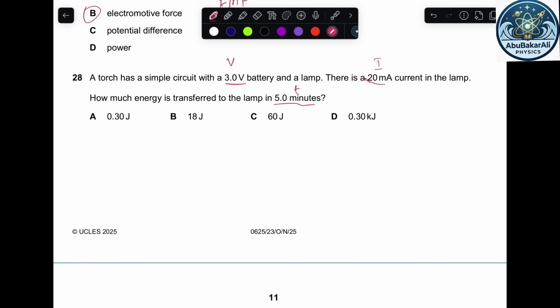Okay, the battery is connected with the lamp only, so this lamp will also have this voltage. You have to find the energy. For energy, we have the relation V I T. V is 3, I is 20 milli, you have to convert into ampere, so it will be 10 power minus 3. And time is 5 minutes, you have to convert into seconds, that will be 5 into 60. So multiplying all of them, you will get 18 joules. Okay.